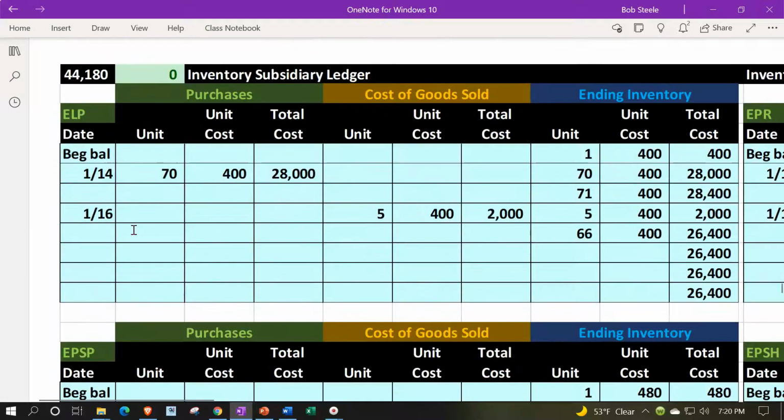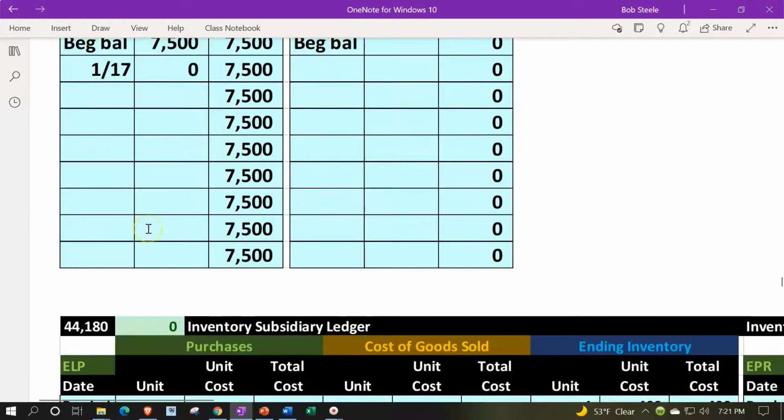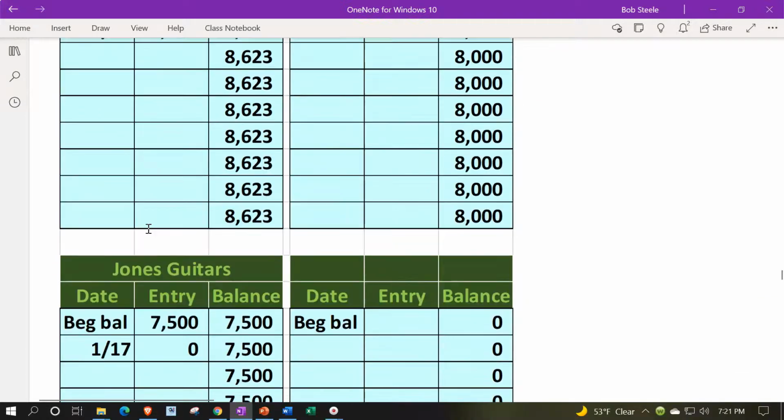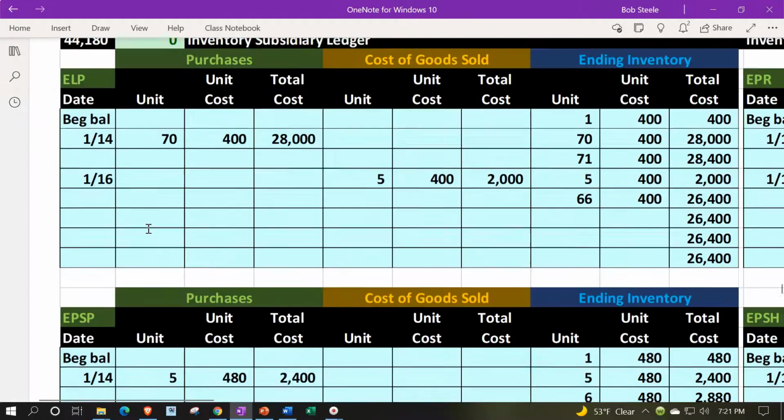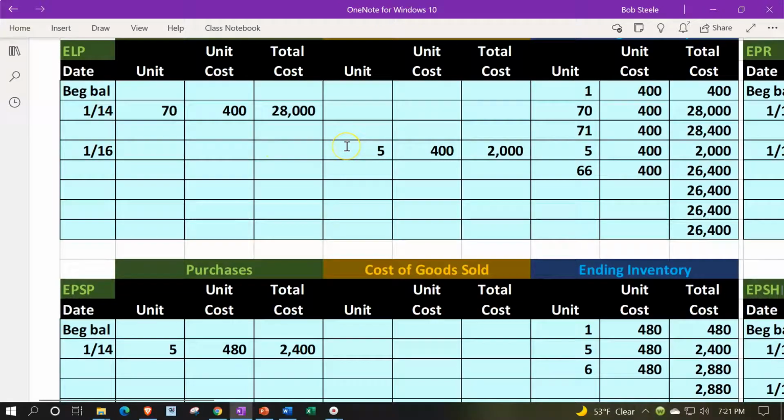Then we also have the subledger for the units that we sold. So each unit that we sold at this point, and the date was, when did we sell these? 1/16. So we sold this one right here. We sold the ELPs, 5 of them, $400, 2,000. Then we had 71 minus the 5. We got 66 remaining at the 400, the 26.4.